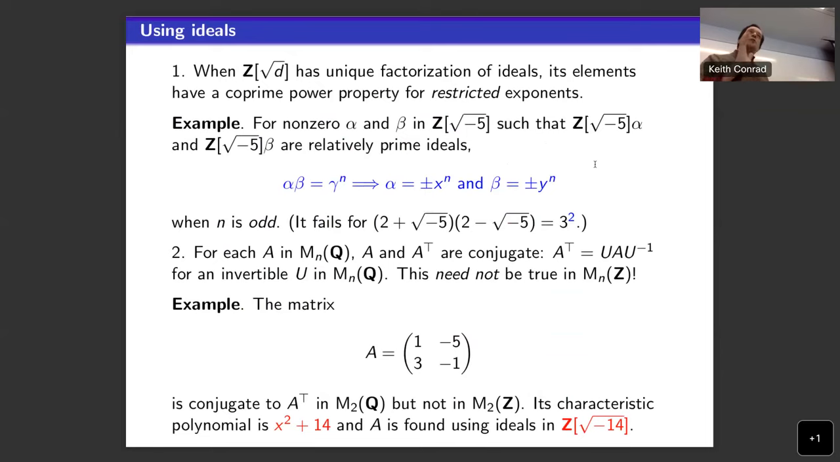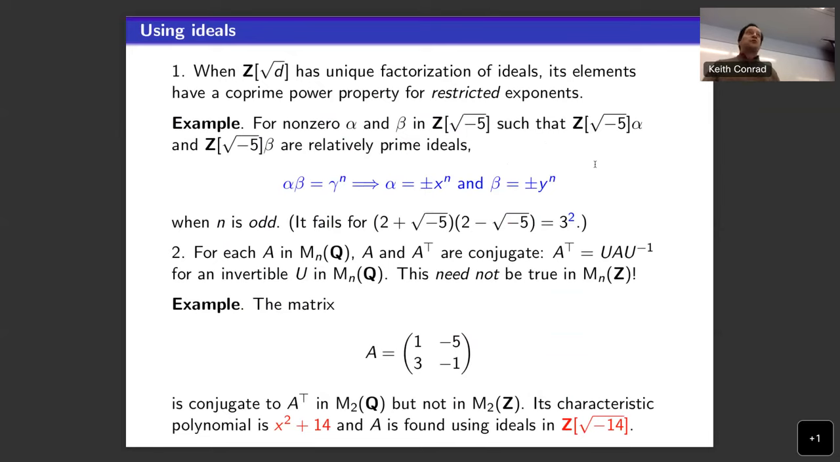But if you ask whether this property of being conjugate to the transpose is true over the integers, the answer is no. There are integral matrices that are not integrally conjugate to their transposes. So here's a 2x2 matrix, 1, -5, 3, -1. It is, of course, conjugate to its transpose with rational matrices, as it must be, but it is not conjugate to its transpose if you only allow the conjugating matrices to have integral entries. The way I found this example is that the characteristic polynomial of this matrix is x squared plus 14.